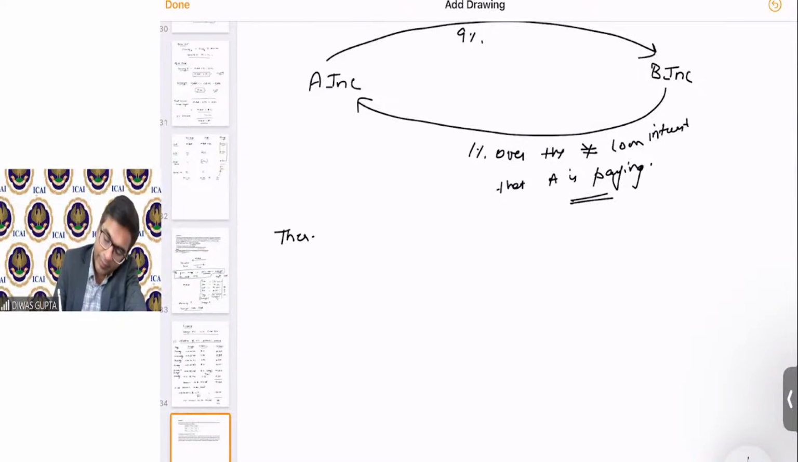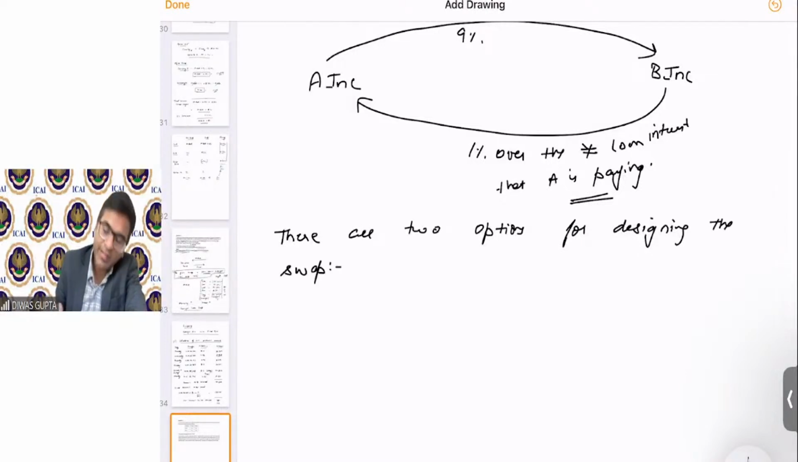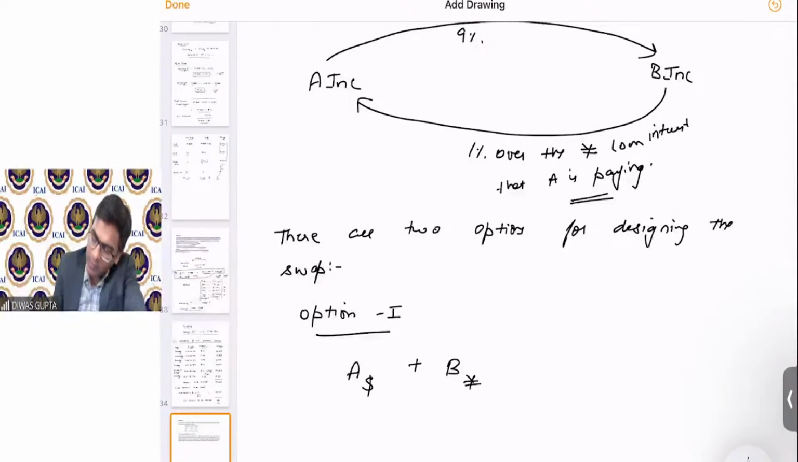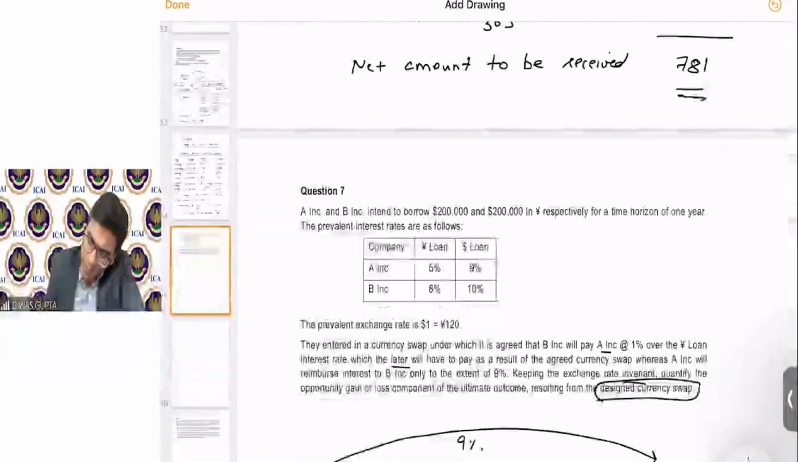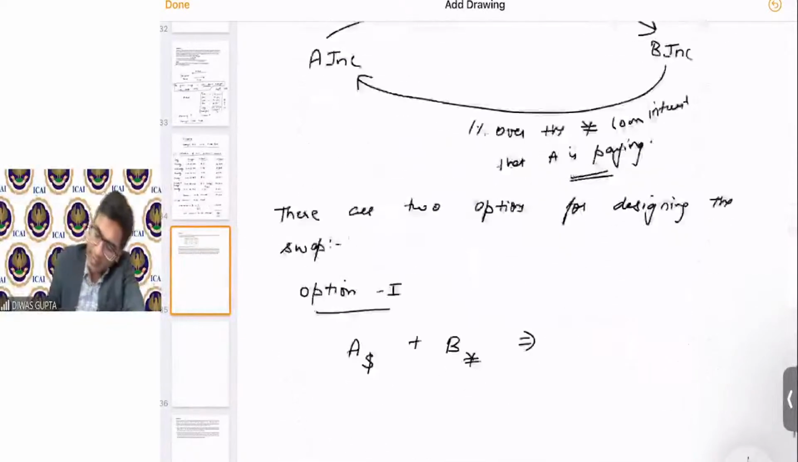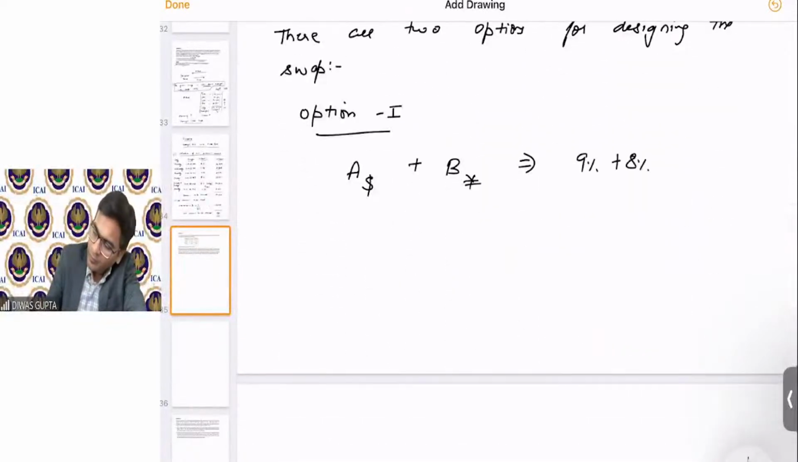There are two options for designing the swap. Let's evaluate both of them. Option 1. So A borrows in dollars and B borrows in yen. Then what is our interest rate? A dollar is 9%, B yen is 8%, 9 plus 8, 17% students.